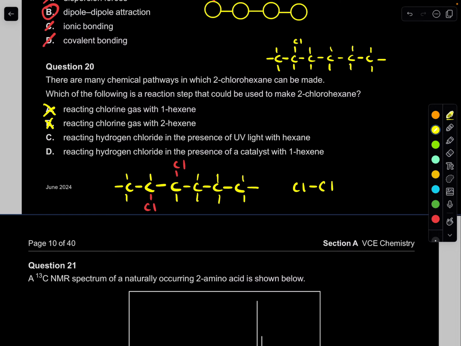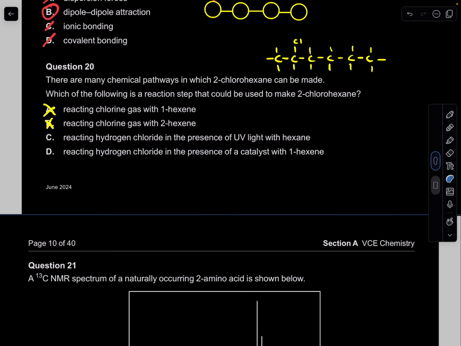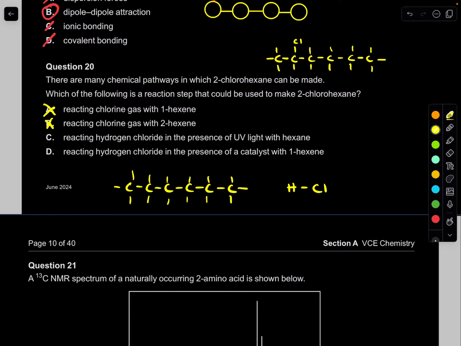Reacting hydrogen chloride in the presence of UV light with hexane. Let's have a try at this. If you draw hexane, 1, 2, 3, 4, 5, 6. This is hexane. And if you put hydrogen chloride in, okay, this is going to be a substitution reaction where, yes, chlorine could be here, but there's a big problem. Where is it going to go? Because we want the chlorine to be on top here. We want it on the second carbon.